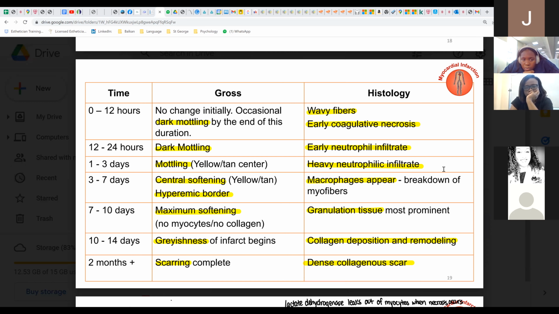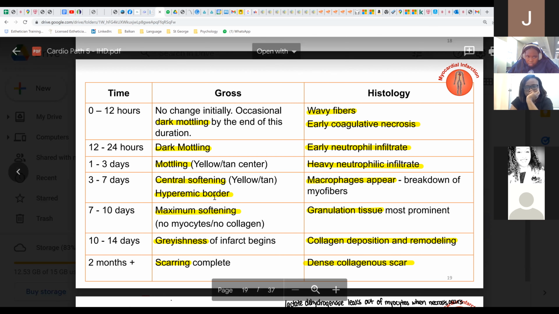3 to 7 days, hyperemic border was a big thing, hyperemia. Which, you know, hyperemia just simply means you have an increase in blood flow to that part of the body, right? Because you're trying to fix that area. That's why we're sending you these macrophages in to try and fix everything, to eat up the necrotic tissue. So your macrophages are involved when you have hyperemia. So keep that in mind.